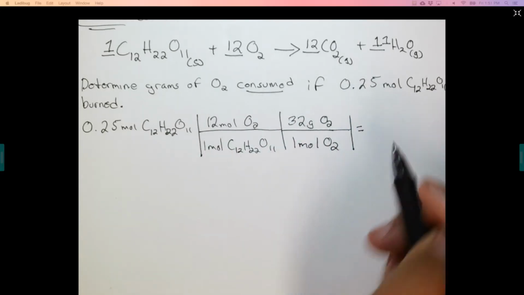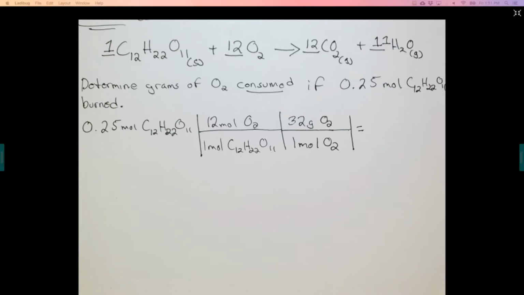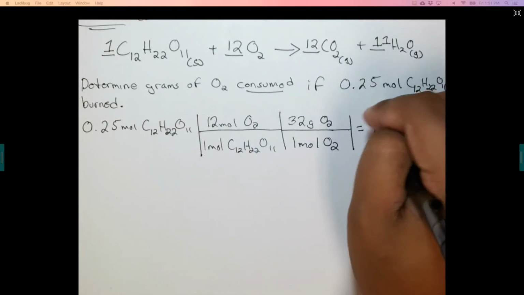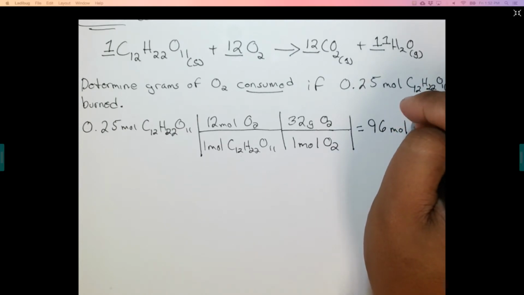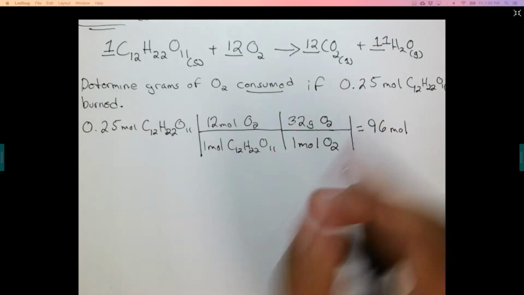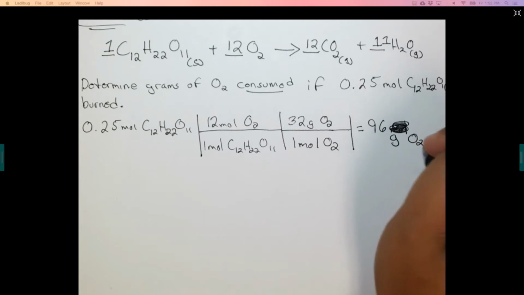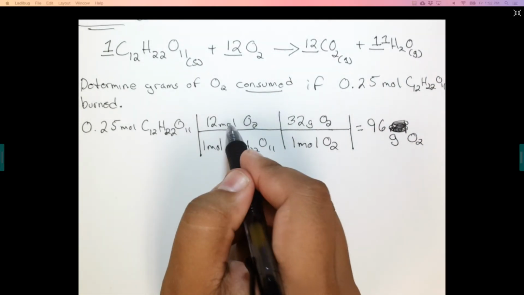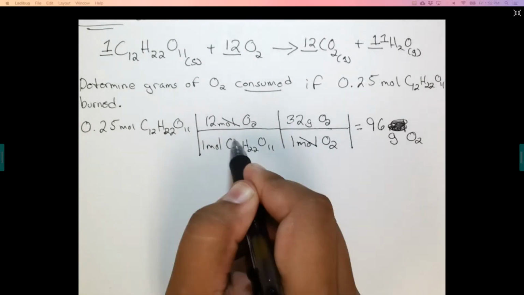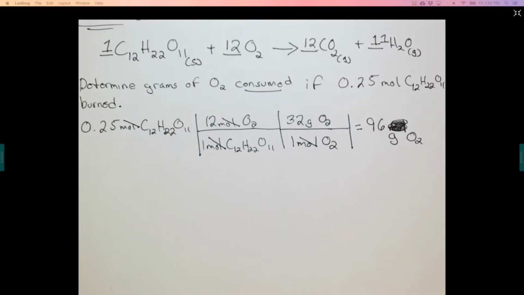All of our dimensional analysis is complete. Now we just need to go to the calculator, 0.25 times 12 times 32. And this number is 96 moles, excuse me, not moles. Sorry, 96 grams of O2. We have canceled out the units, and you can verify that by looking: 12 moles of O2 gone, moles of sugar gone. We're left with 96 grams of oxygen is what is consumed, okay? What is consumed.